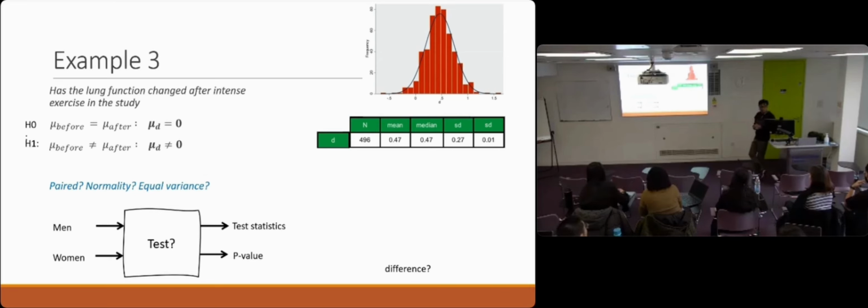It's paired, right? We're talking about the same individuals. When it is a paired test, we don't look at the individual distribution. We look at the distribution of the difference. So there is no variance check.